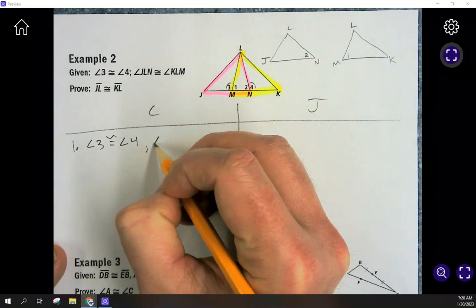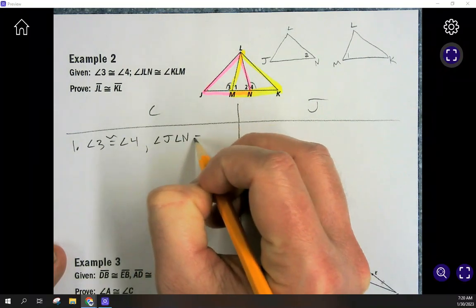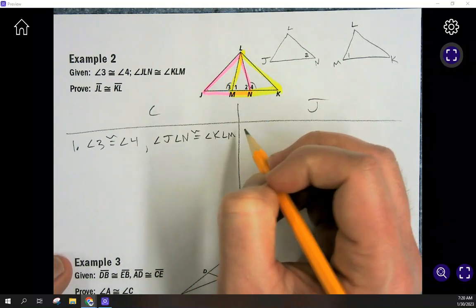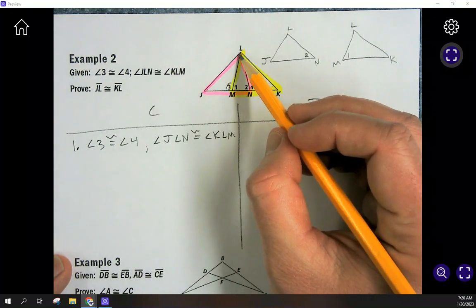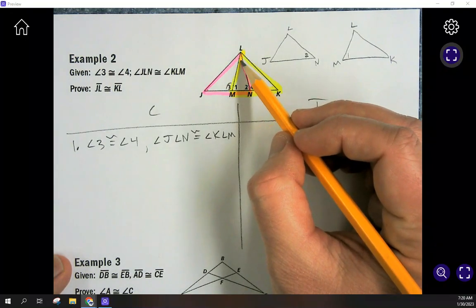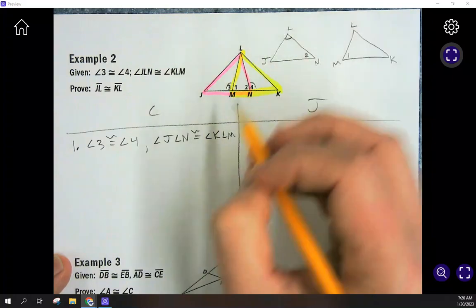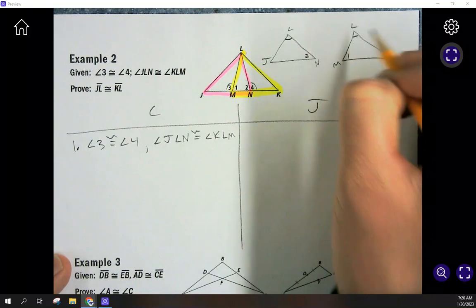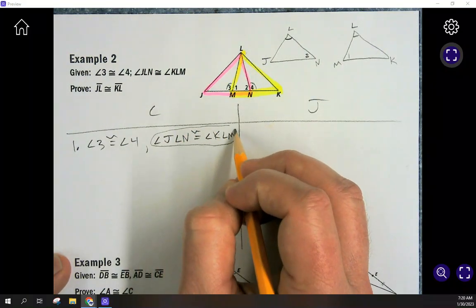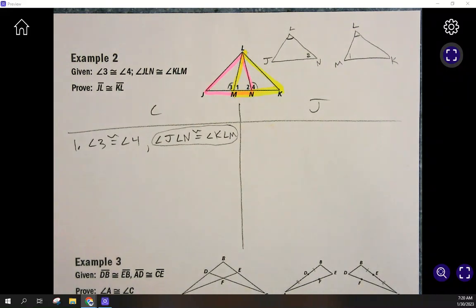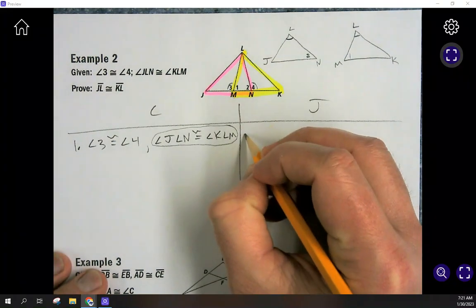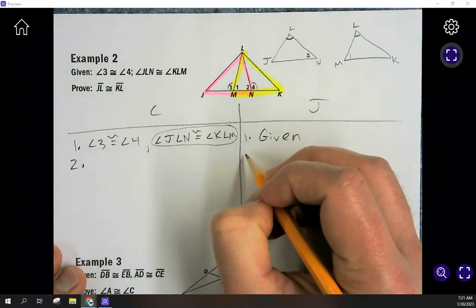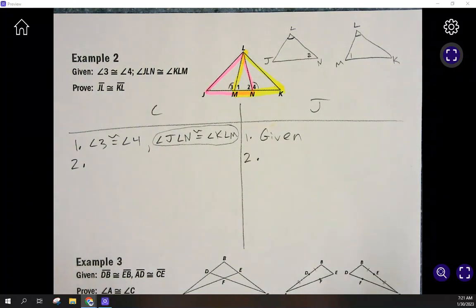All right, let's see what else they give us. Angle JLN is congruent to angle KLM. So JLN, that is the top of this pink one, so that's this, congruent to KLM, and that is this top angle of the yellow one. So I do now have one piece of information, which means I got to go get two more in this problem. So let's put this down for the given. And let's see where we can go.